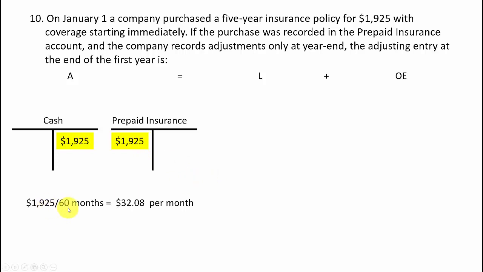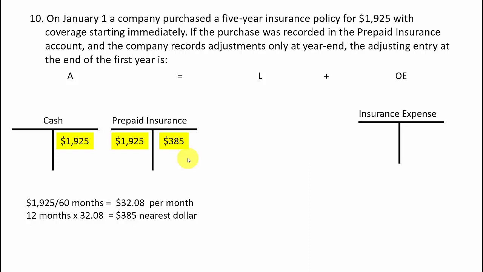Well, it's a 60-month policy. We divide that 60 into 1925, and we have $32.08 per month being used up out of this policy, just like our last situation. So to the nearest dollar, we will have 12 months at $32.08, or $385, that we have used up of this asset, which will go into an expense. We'll credit prepaid insurance for $385, and we'll debit insurance expense for $385, and here it is in a journal form as opposed to a T account, and that's number 10.